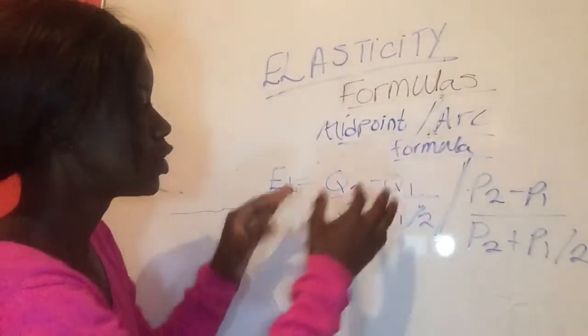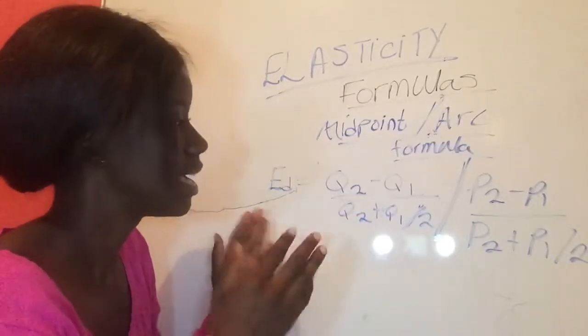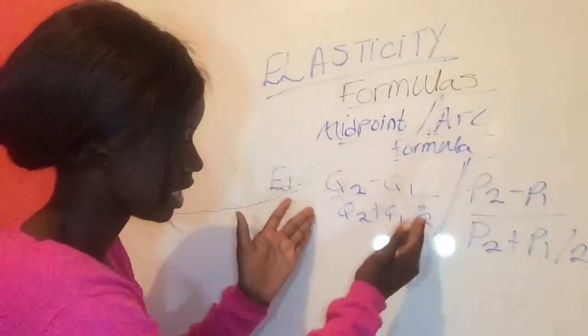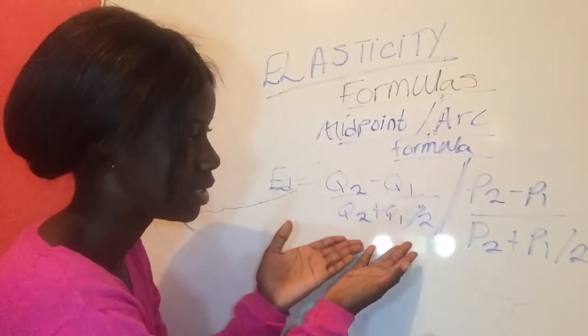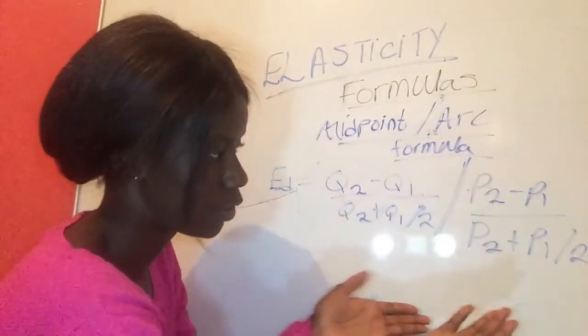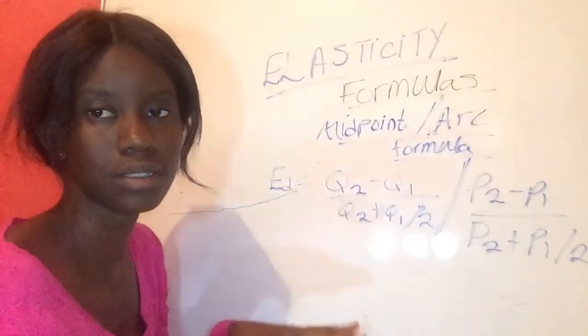So that's the formula. We know that the formula for elasticity, like we showed earlier, is that elasticity is equal to the percentage change in the dependent variable, which in this case is quantity, because quantity is dependent on price, over the percentage change in the independent variable, which is the price. So this is the arc or midpoint formula.